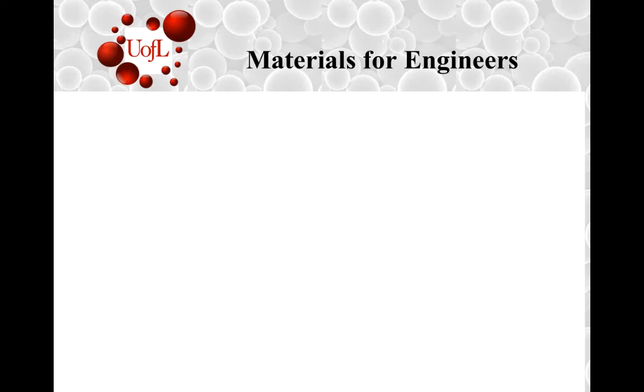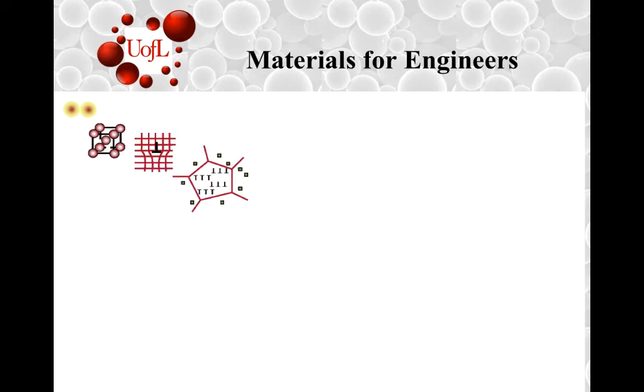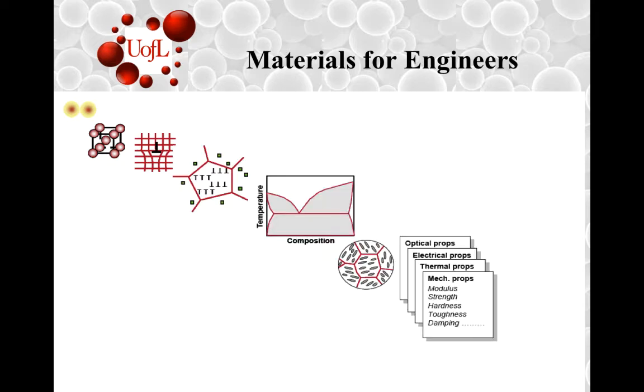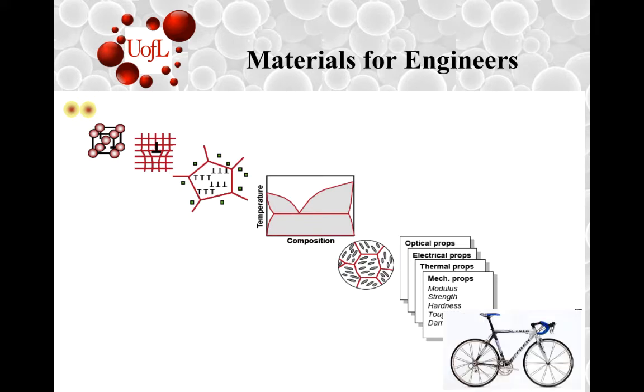You have gone through Introduction to Material Science courses earlier on. You start out with atoms, you go into crystals and dislocations, and if you're still awake, you go to grains, phase diagrams, and then finally you come to their relationship of those microstructures and composition to various mechanical and other functional properties. And then those enable an end use such as this bike.